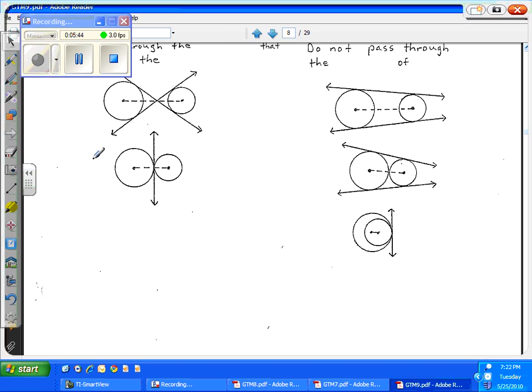If we look at this example at the bottom, it was kind of hiding. The segment that joins the centers is here. We have a line that intersects both of those at exactly one point. So it is tangent to both of those. They have a common point of tangency. It does not pass through the segment that joins the centers, and so it is a common external tangent line. Okay?